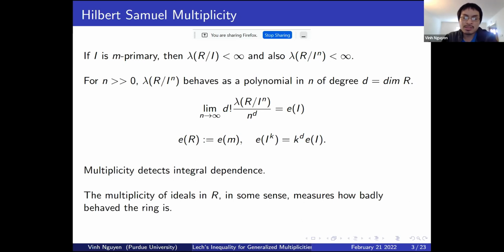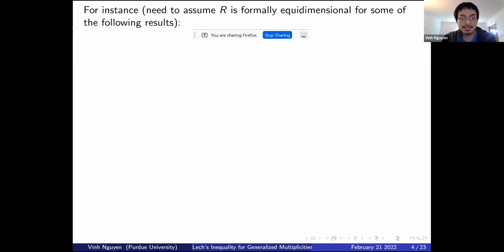Okay, also the multiplicity of a ring in some sense measures how bad the singularity of the ring is. So for instance, here are a couple of results. For some of these results, we're going to have to assume that R is formally equidimensional. So the first result is a famous theorem by Nagata, and he was able to characterize regularity of rings based on the multiplicity of the ring being equal to 1. I also want to point out that 1 is in fact the colength of the maximal ideal.